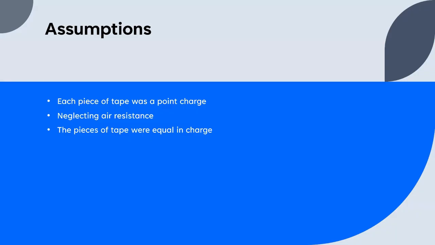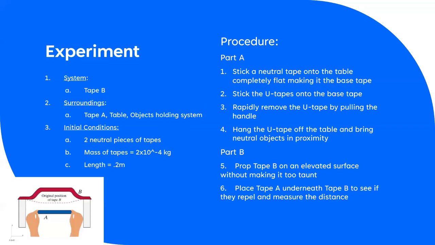So some assumptions we made were that each piece of tape was a point charge. We neglected air resistance, and we assumed that the pieces of tape were equal in charge. So going on to the experiment, the system was tape B. The surroundings were tape A, table, and objects holding the system, like hands or the books we used to hold it up. Initial conditions were two neutral pieces of tape, the mass of the tapes and the length.